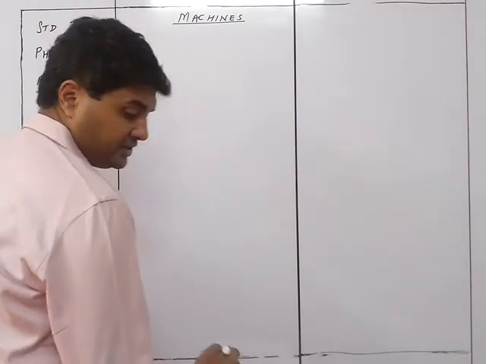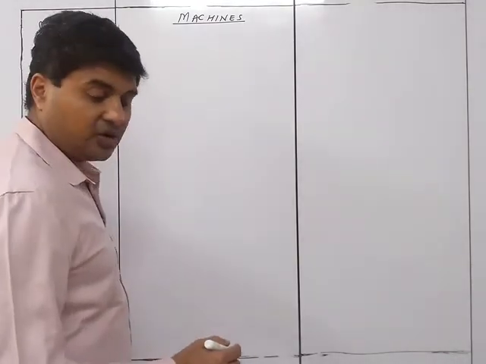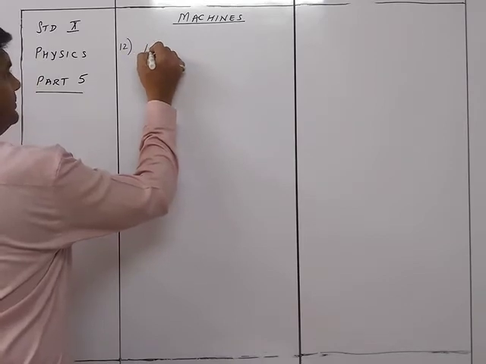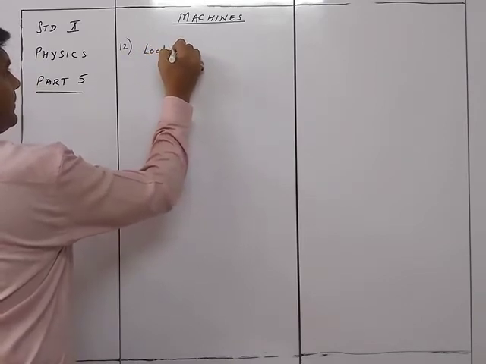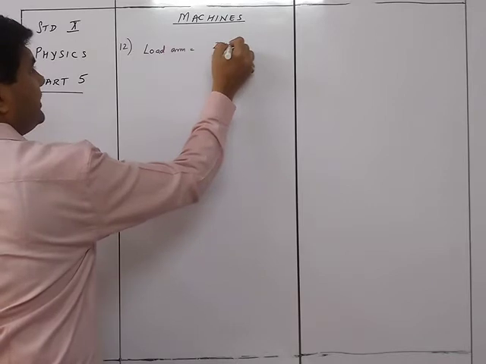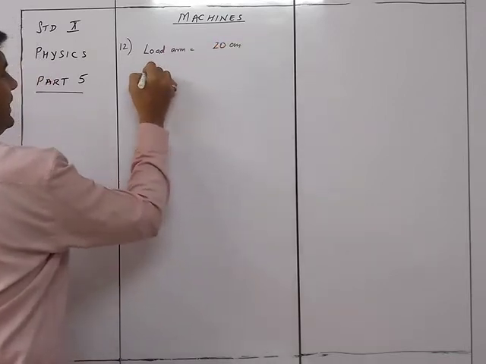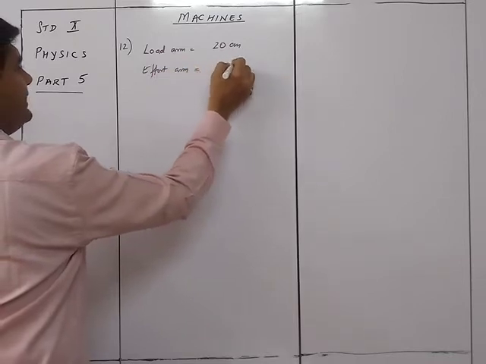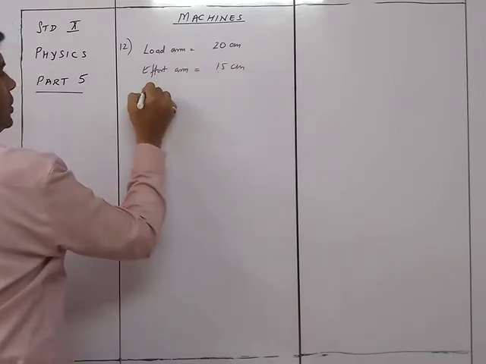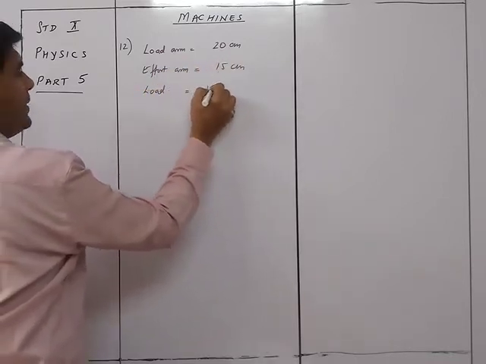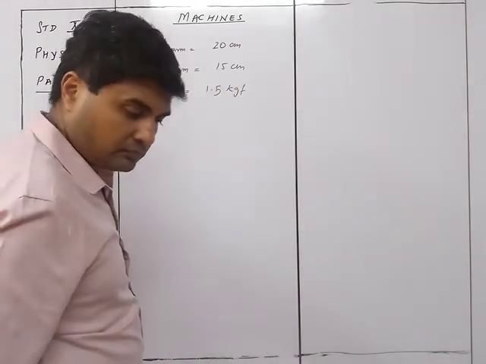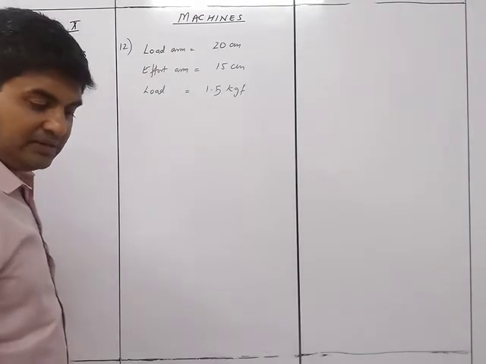So first thing is, they have given us that the fire tongue is of length 20 cm. So it is load arm is equal to 20 centimeters. Effort arm is equal to 15 centimeters. Load is equal to 1.5 kgf. These are three things given to us.